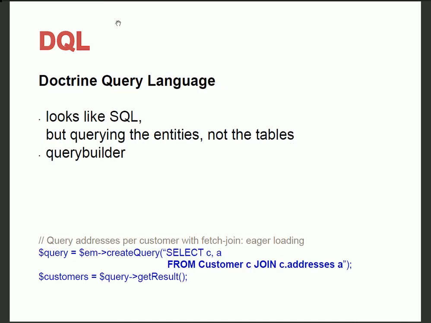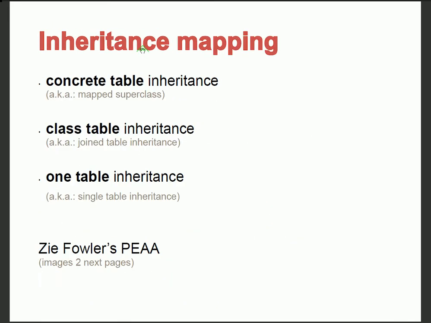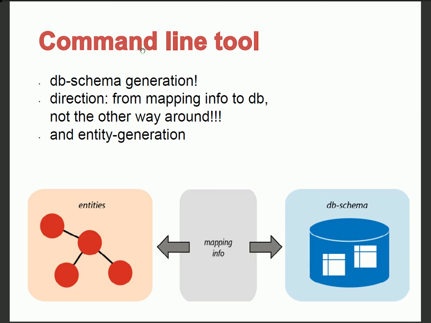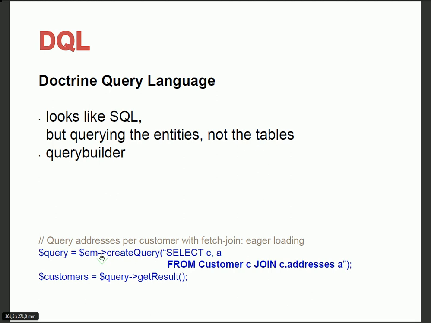I told you that in your model you don't use SQL because you don't jump 2 layers further. But you can query those objects. For that, a query language was devised, and it's called Doctrine Query Language. And that Doctrine Query Language looks exactly like SQL, but it's only in your domain model.